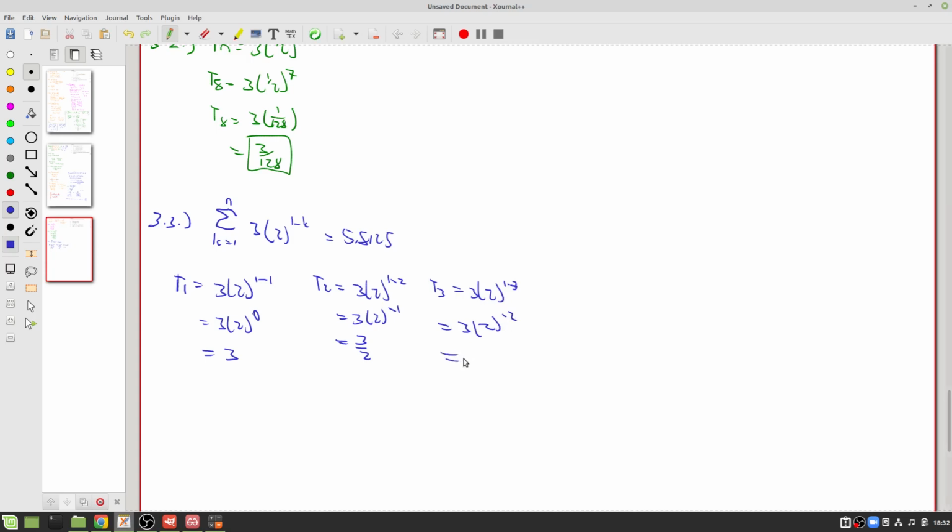And what is 2 to the power -2? That's 1 over 4, right? So 3 times 1 over 4 is 3 over 4. So these are the first 3 terms in our sequence. Now we can check if it's arithmetic, geometric, or quadratic.